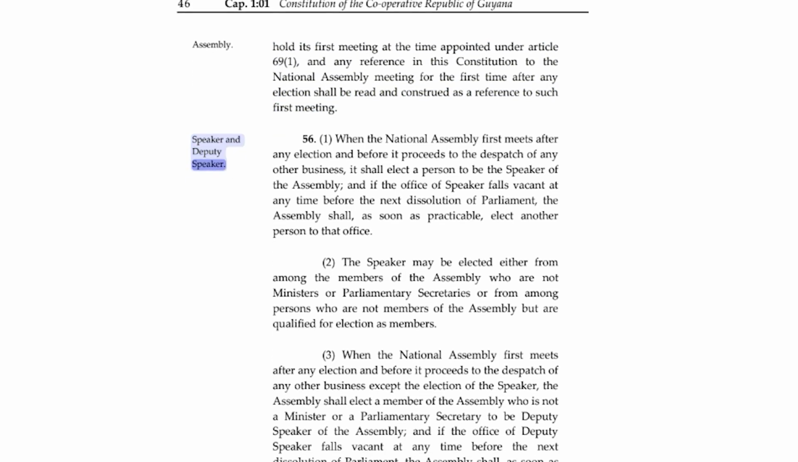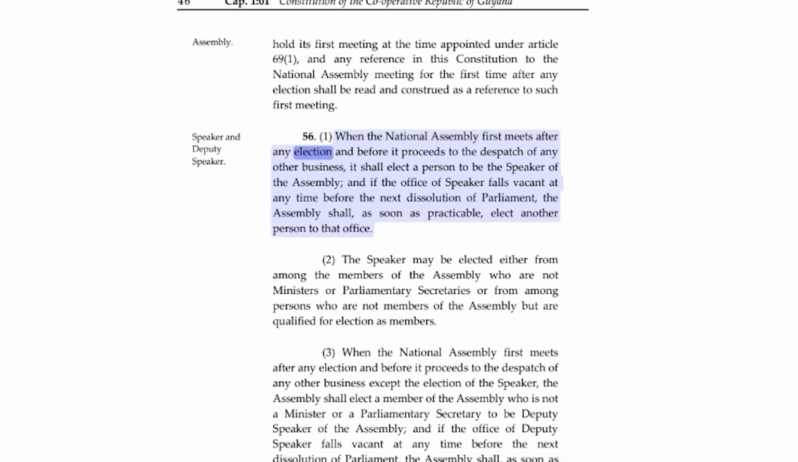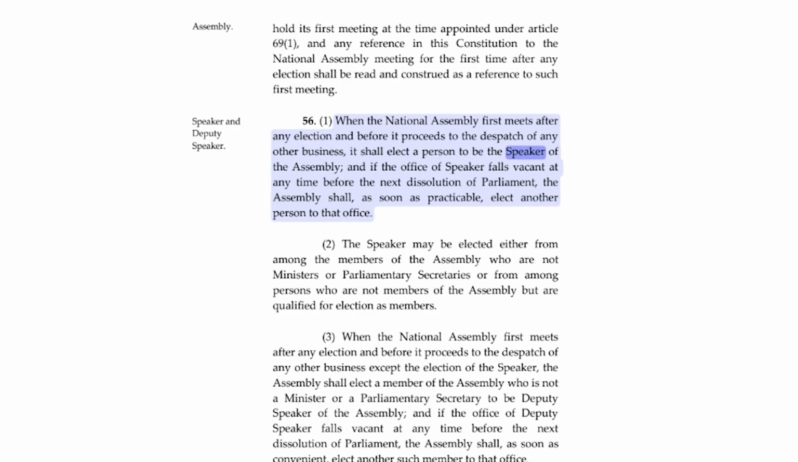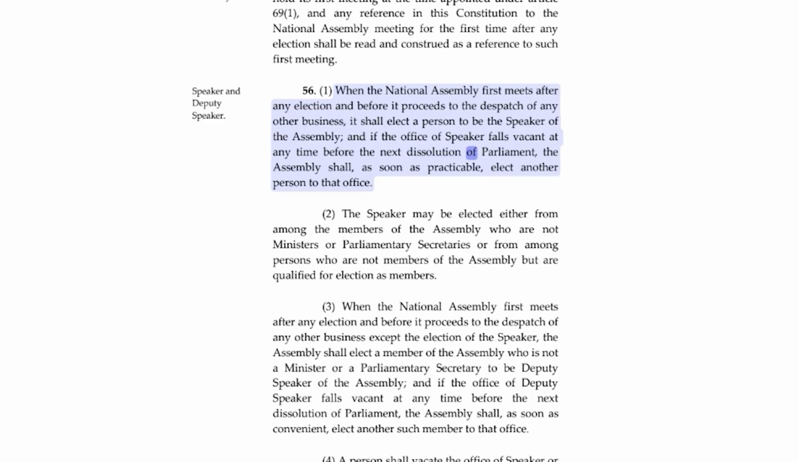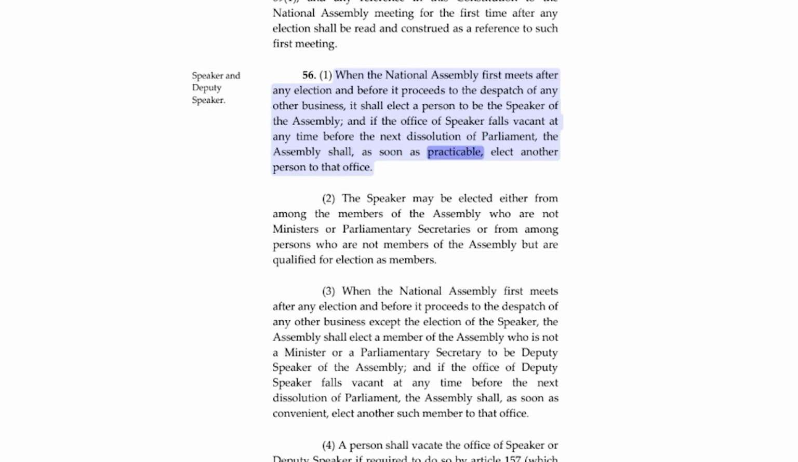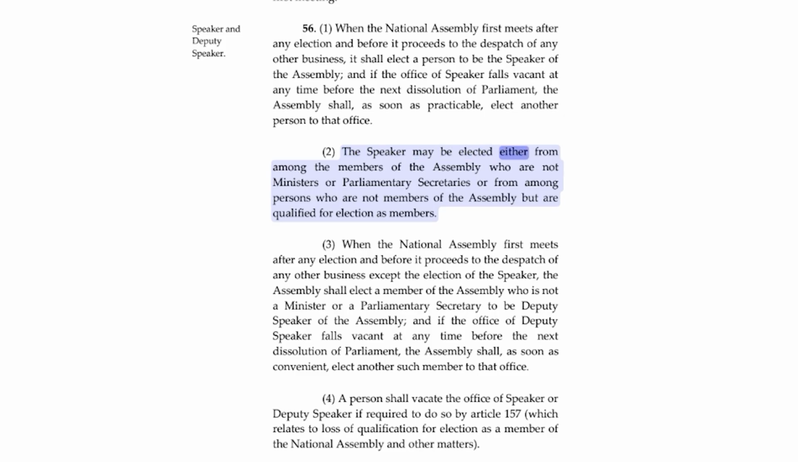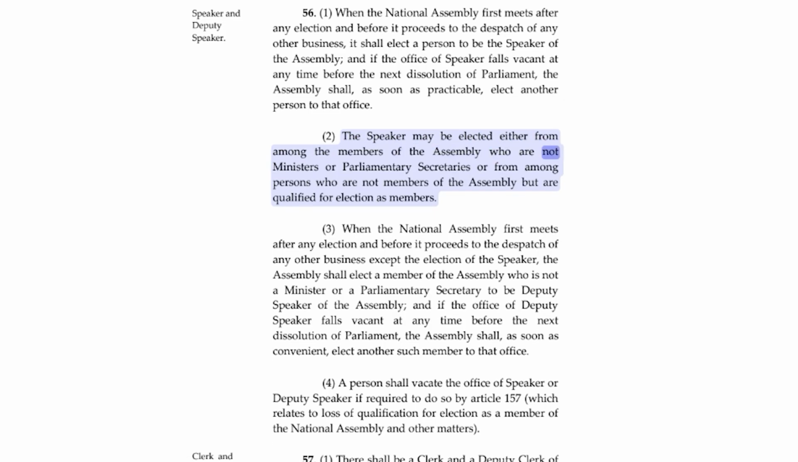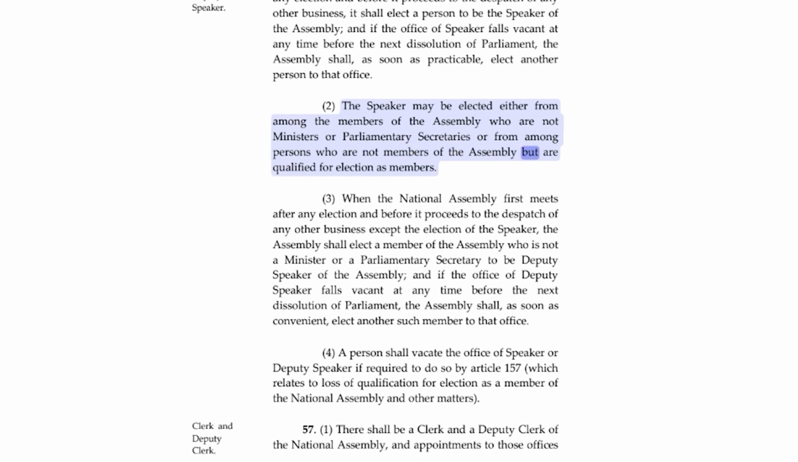Speaker and Deputy Speaker. 56. (1) When the National Assembly first meets after any election, and before it proceeds to the despatch of any other business, it shall elect a person to be the Speaker of the Assembly, and if the office of Speaker falls vacant at any time before the next dissolution of Parliament, the Assembly shall, as soon as practicable, elect another person to that office. (2) The Speaker may be elected either from among the members of the Assembly who are not ministers or parliamentary secretaries, or from among persons who are not members of the Assembly but are qualified for election as members.